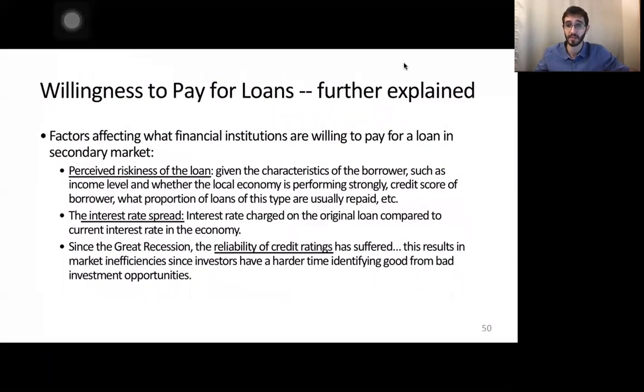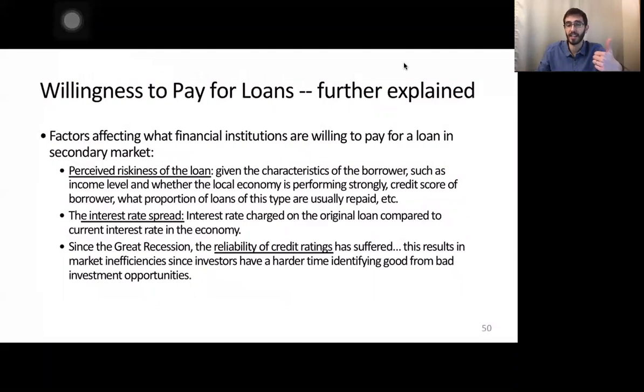And if somebody fails paying for that loan, they're not the ones dealing with the borrower. Okay, so what are some of the factors that can impact the willingness to pay of banks and institutions when they're buying loans in the secondary market? The risk of the loan.